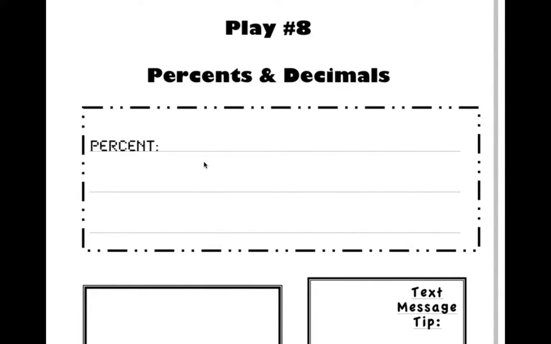We are going to talk about percents. Now, we've been doing a lot with fractions, a lot with decimals, and now we're going to throw in percents and tie it all together. First thing you need to know is, what is a percent?